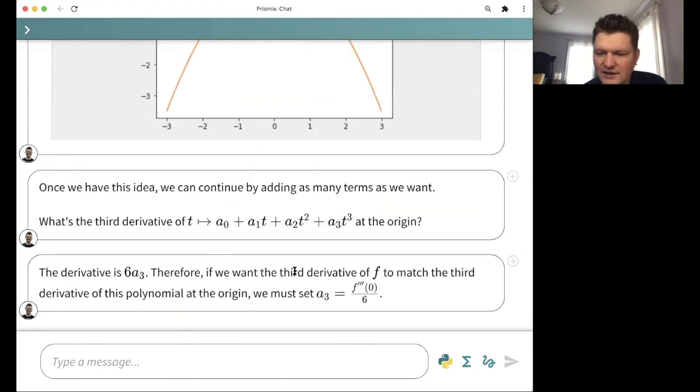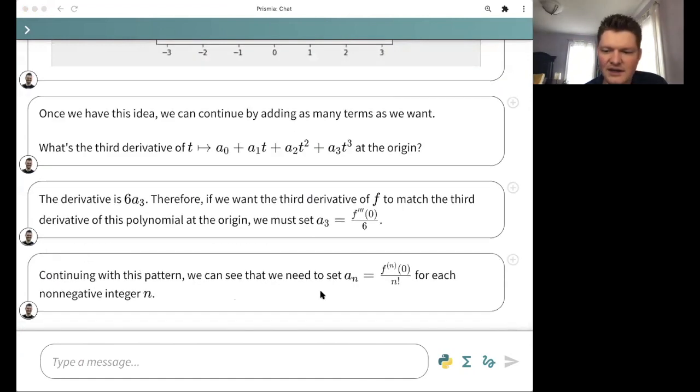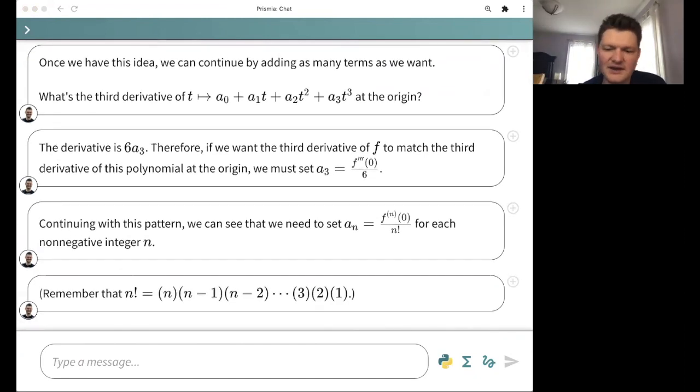But anyway, if we want the third derivative of our function to match the third derivative of this polynomial, then we have this equation to solve. 6a3 equals f triple prime, which tells us what a3 has to be. And in general, we can say that the nth term is going to be the nth derivative of the function we're trying to approximate divided by n factorial. And n factorial is just the thing that we just got. You have a factor of n coming down, then n minus 1 and n minus 2, and so on. You multiply all this together. That's called n factorial.